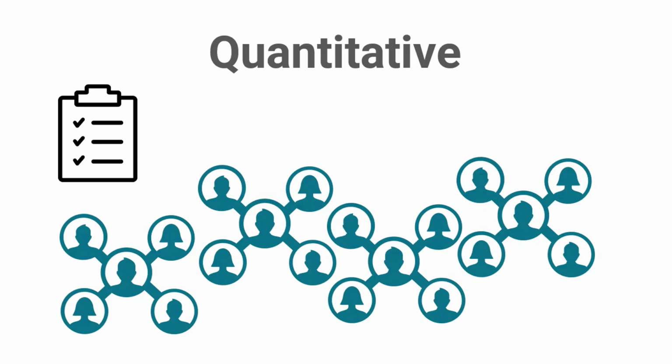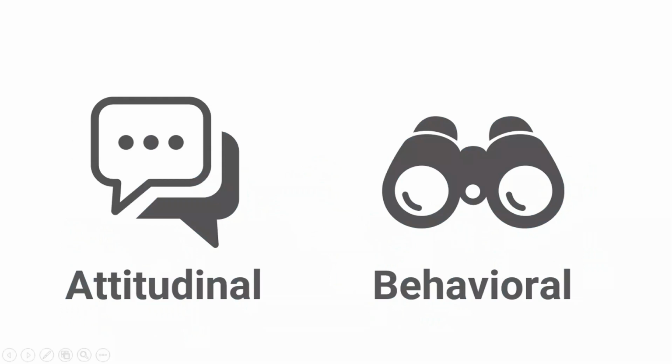We can also split user research into two approaches: attitudinal, where you listen to user words, and second one is behavioral, where you watch their actions through observational studies. So here are the methods of user research.